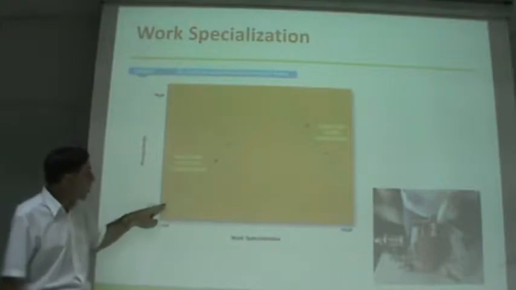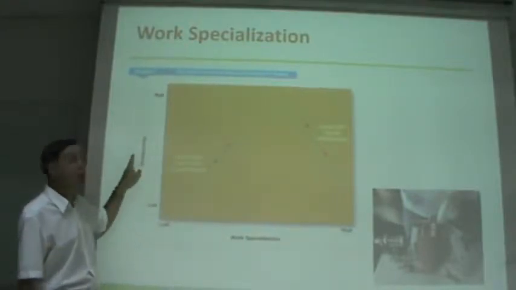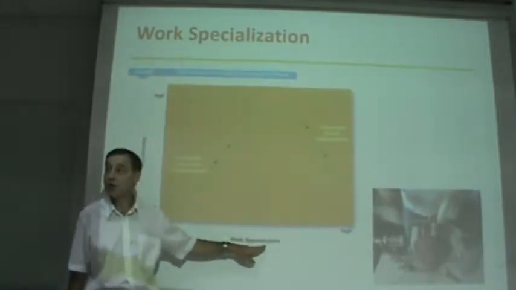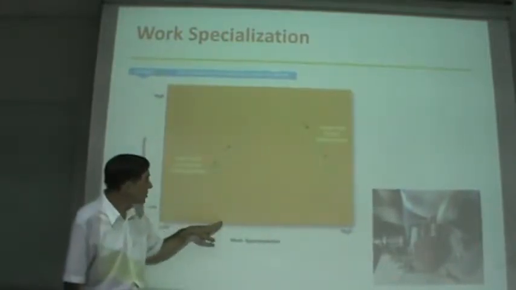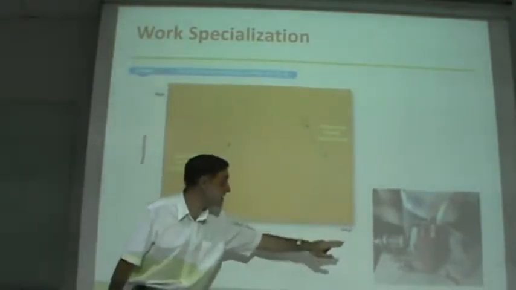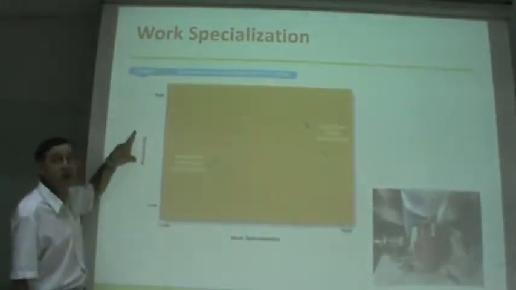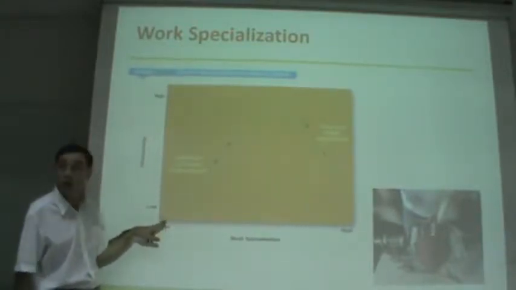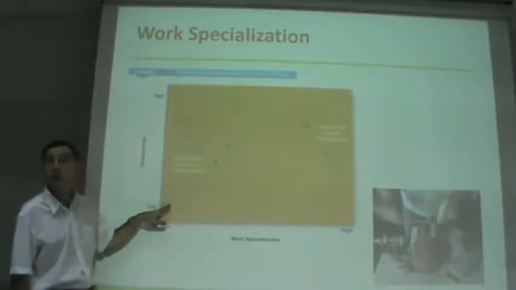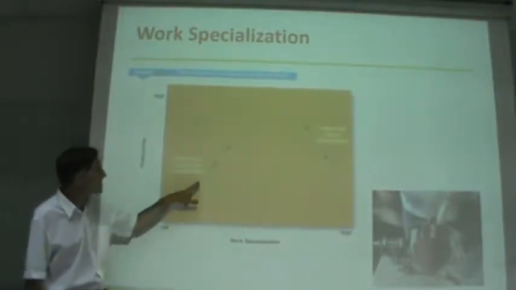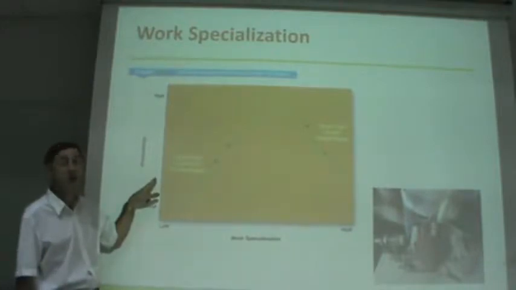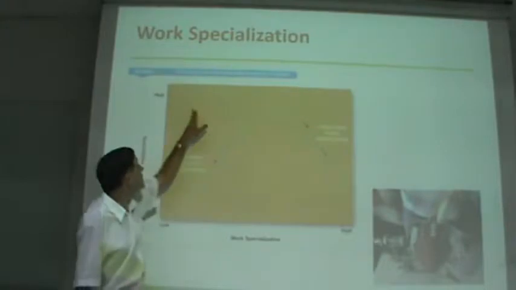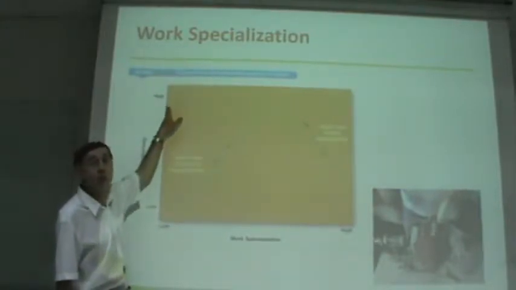And the more you specialize, the more productivity increases. So here we have work specialization, with more specialization here. This is high specialization, this is low. And here you have productivity, low productivity, high productivity. So low specialization is usually associated with low productivity. As specialization increases, so does productivity. But specialization increases productivity up to a certain point.